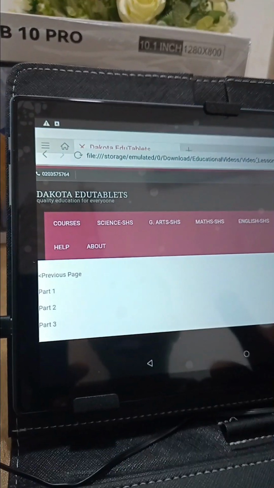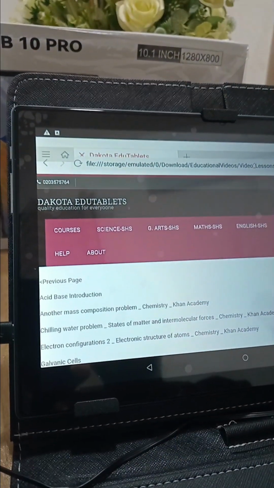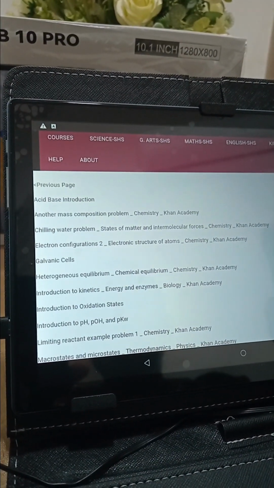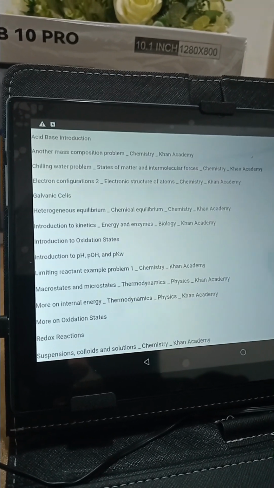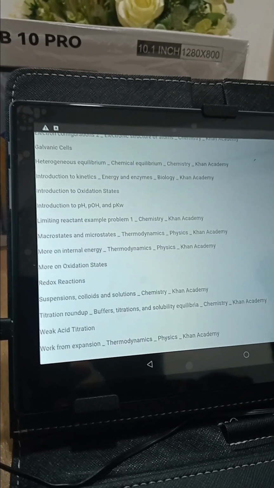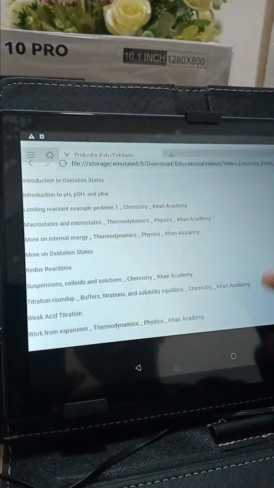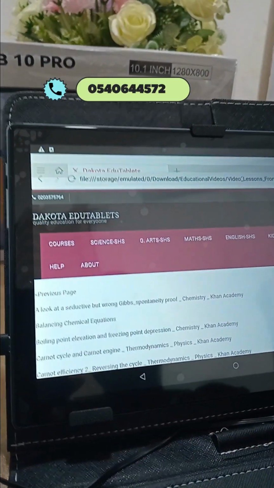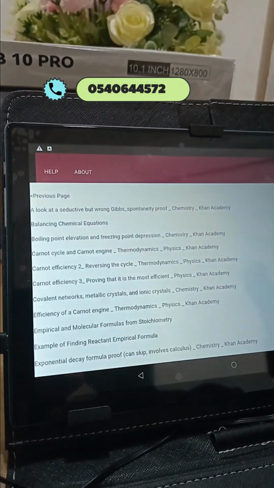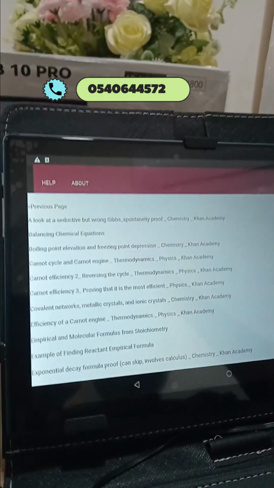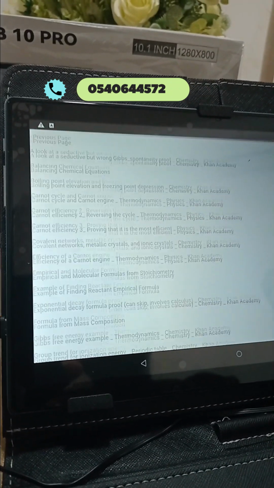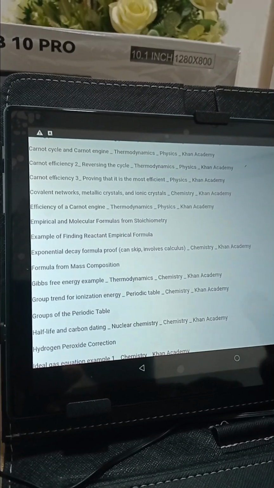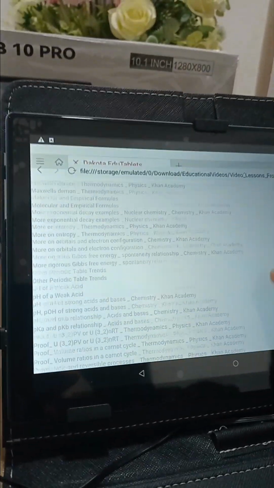The chemistry aspect is in 3 parts. Part 1, we have the acid-base introduction, atomic mass composition, introduction to oxidation state, introduction to pH, microstate, and loads of them here, the redox reaction. In part 2, we have balanced chemical equation, which is very key, boiling point elevation and freezing point depression, formula from mass composition. You can have access to all of these without the internet.